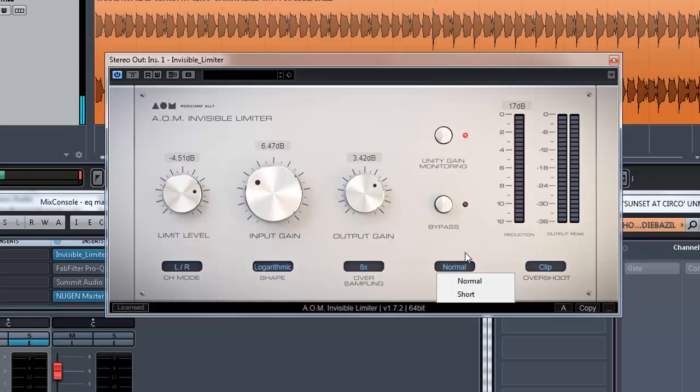Latency, I leave it on normal. I don't want to mess about with shorts and everything. I've already aligned and calibrated my sound card and the DAW to all behave as I want it to. Let's go back to default mode here and just play this.